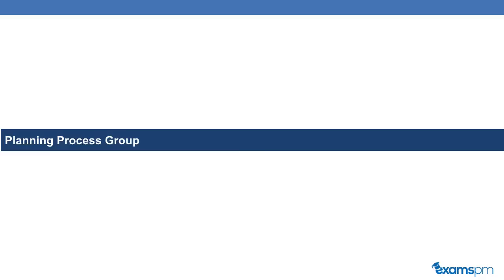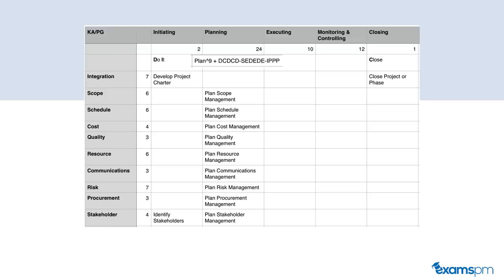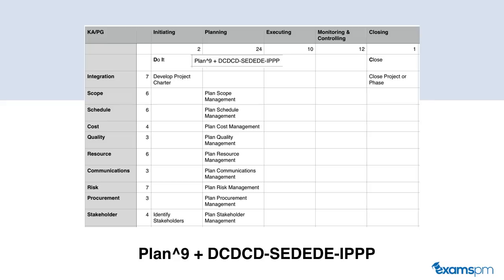In the planning process group, which is our biggest process group, we have 24 processes. To memorize all of the processes in the planning process group, we can use the following phrase: plan to the power of 9 plus D, C, D, C, D, S, E, D, E, D, I, P, P, P. Kind of sounds like a song, right? If this looks really overwhelming, please stick with me. One quick tip is that you can write out the short phrase at the top of your process chart, just to remind yourself what you have to write out for the remainder of the chart.